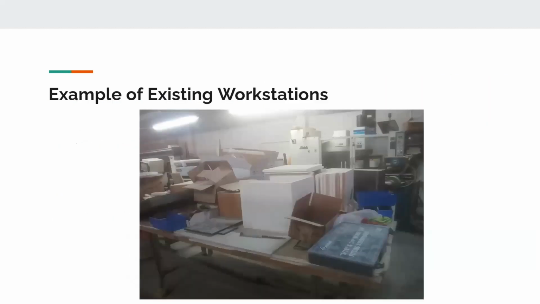Here you can see another example of a workstation at V10 Construction, where there is work in progress stored on the table that is supposed to be used to build the product, along with scrap boxes and other tools for various other machines and equipment located throughout the facility.